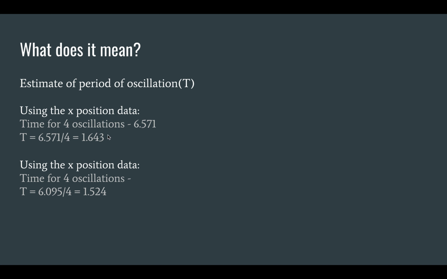And then I have my period of oscillation for both the x position and the y position, and they are pretty different. So if I were to use the x oscillation period instead of the y, I would get different results for my model data.